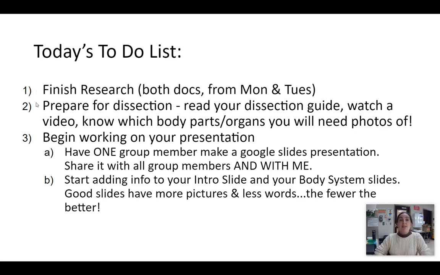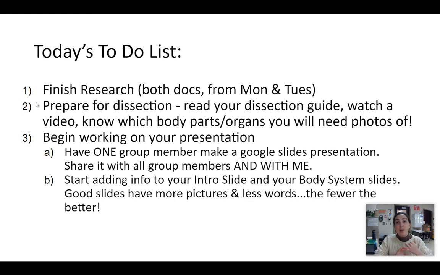You will have access to a dissection guide for your animal, and you need to look through it today. Even if you're not going to be in the room during the dissection, if you're a distance learner, you still need to read the dissection guide to have an idea of what it will look like for the students in class and which parts of your body system they might be able to see and get some pictures of. You can also start putting together your presentation today so that you're ready to add in those dissection pictures and kind of continue going from there.